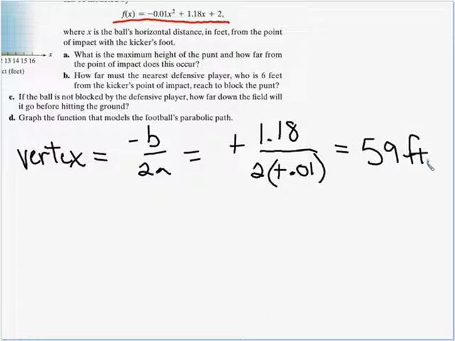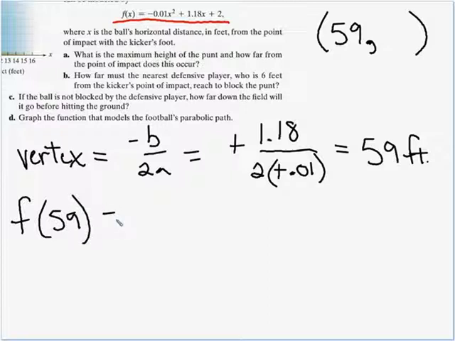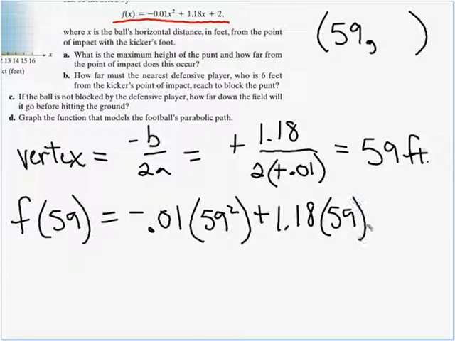And we're dealing with feet here. So that's 59 feet. We know our vertex has an x-coordinate of 59. So is that the height of the ball or the distance from the kicker's point of impact? I'll let you think about that as we find the y value. How do we find the y value? Well, that's just f of 59. We're going to run that 59 through the function and see what pops out to get the y value. So that's going to be negative 0.01 times 59 squared plus 1.18 times 59 plus 2. And if you punch that in the calculator and do everything right, you will get 36.81.